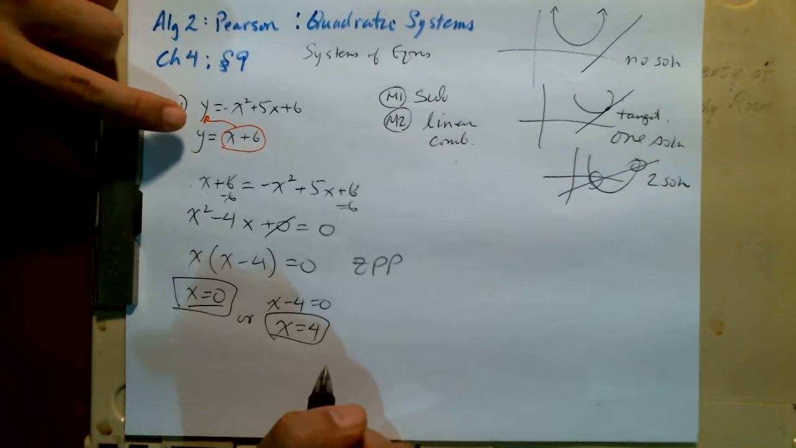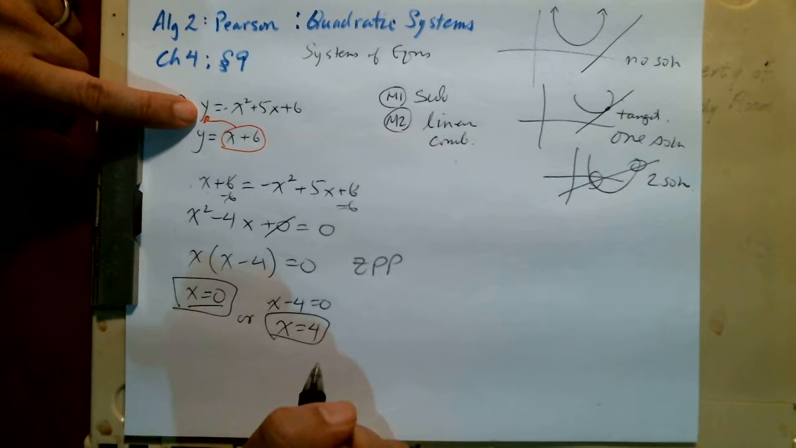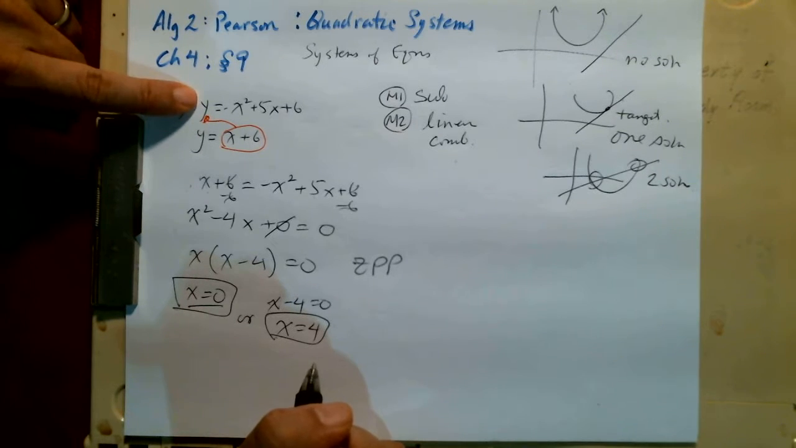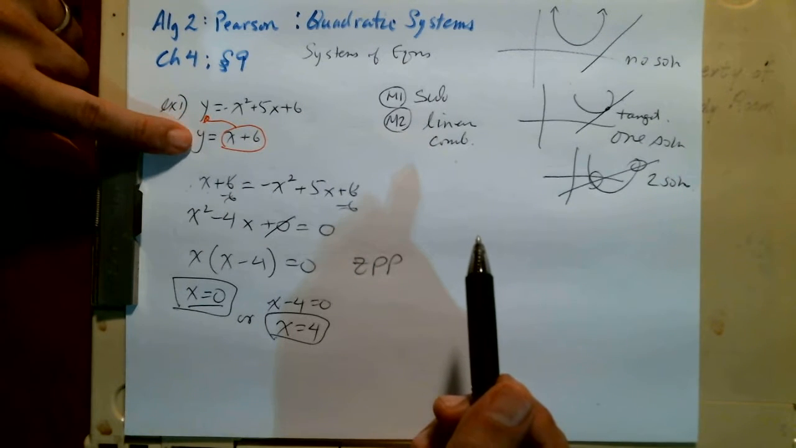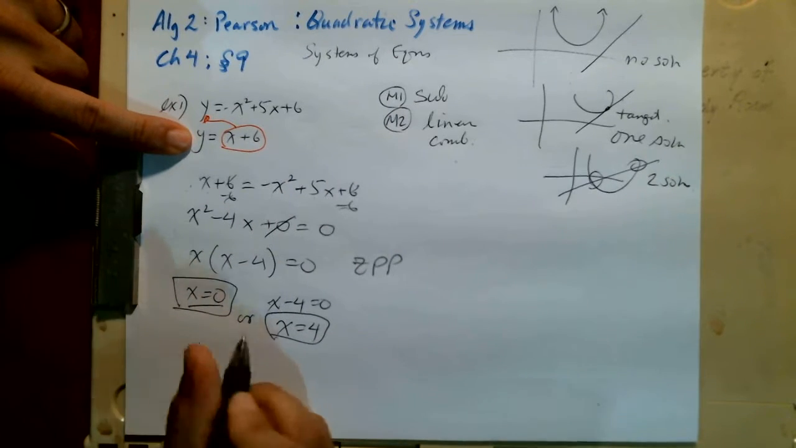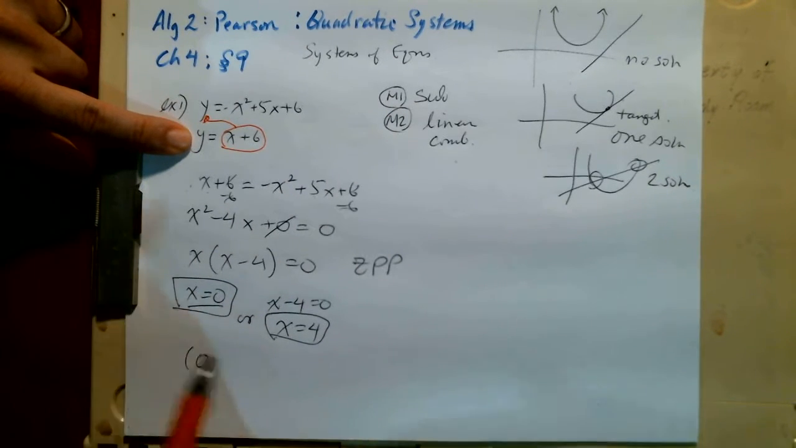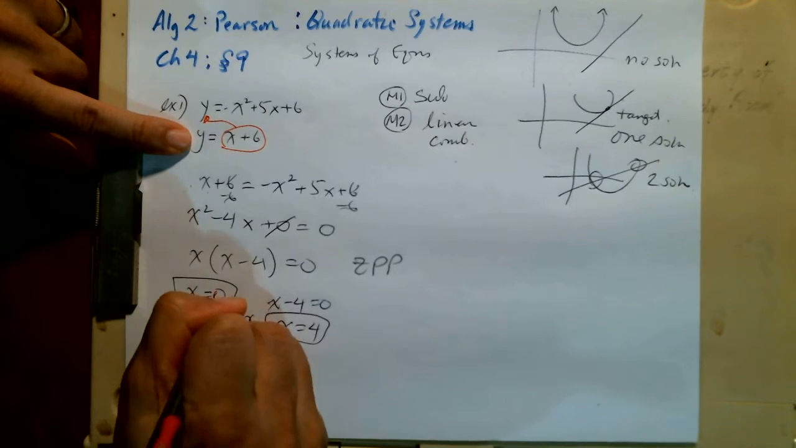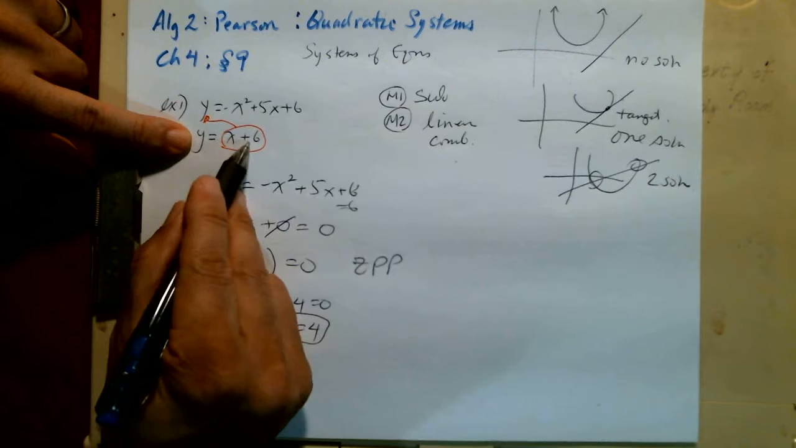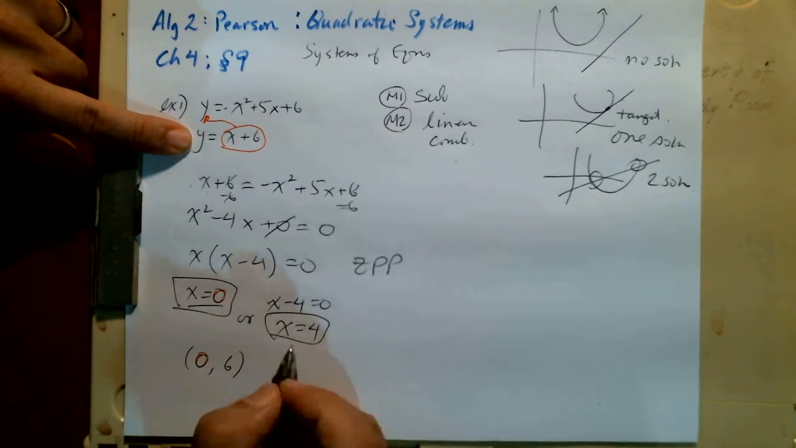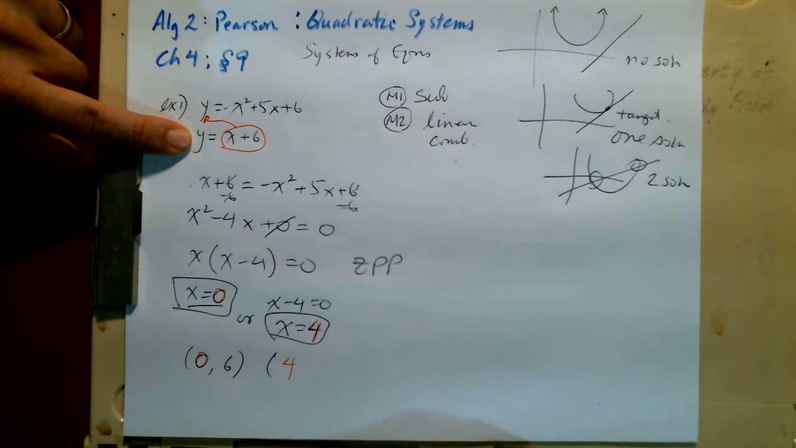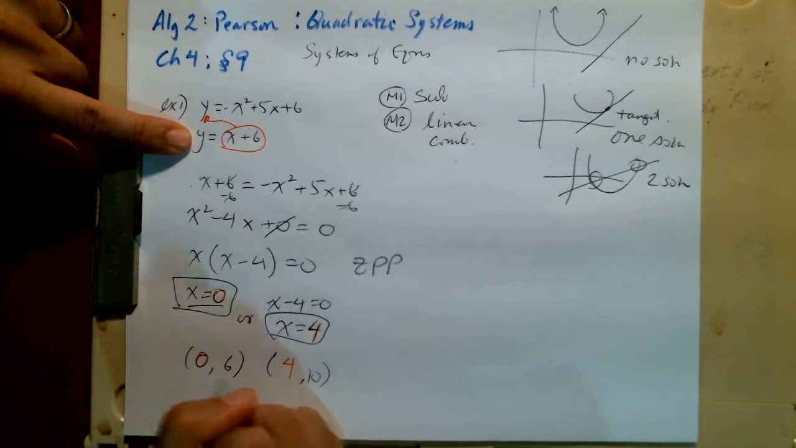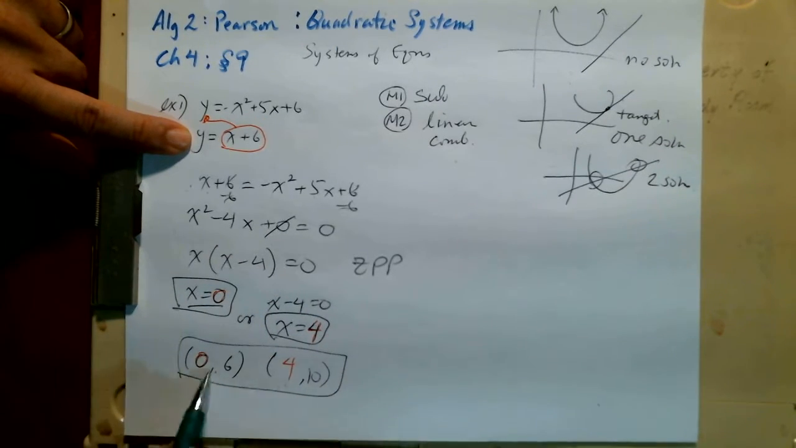We're not quite finished yet. You want to plug it into this equation or this equation. It really doesn't matter which one you plug into, the top or the bottom equation. Obviously, most people choose the bottom. So at x equals 0, plug in 0 plus 6, and you end up with 6. If you plug in 4, 4 plus 6 is 10. And these are your solutions. These are coordinates of points.